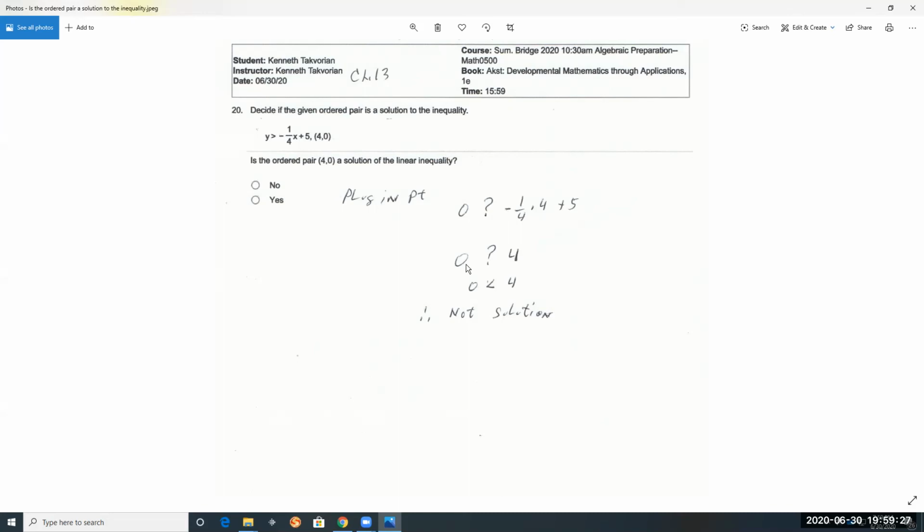How does 0 compare to 4? 0 is less than 4. Notice we have a greater than symbol up here. So therefore, that point is not a solution.